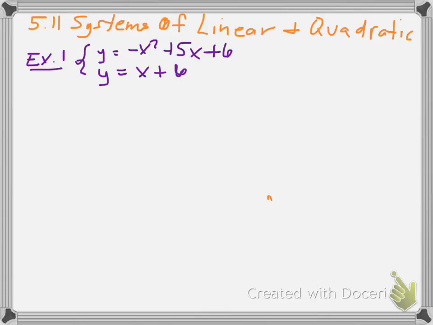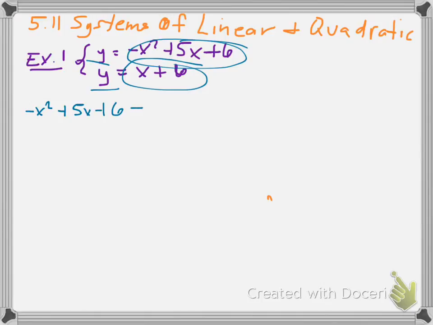Once you do that, we're supposed to solve this by substitution. By substitution, what do we mean? If this is y and this is y, according to the equation, then I should be able to set them equal to each other and solve for, and move everything to one side. So that's what I'm going to do here. I'm going to get negative x squared plus 5x plus 6 equals x plus 6.